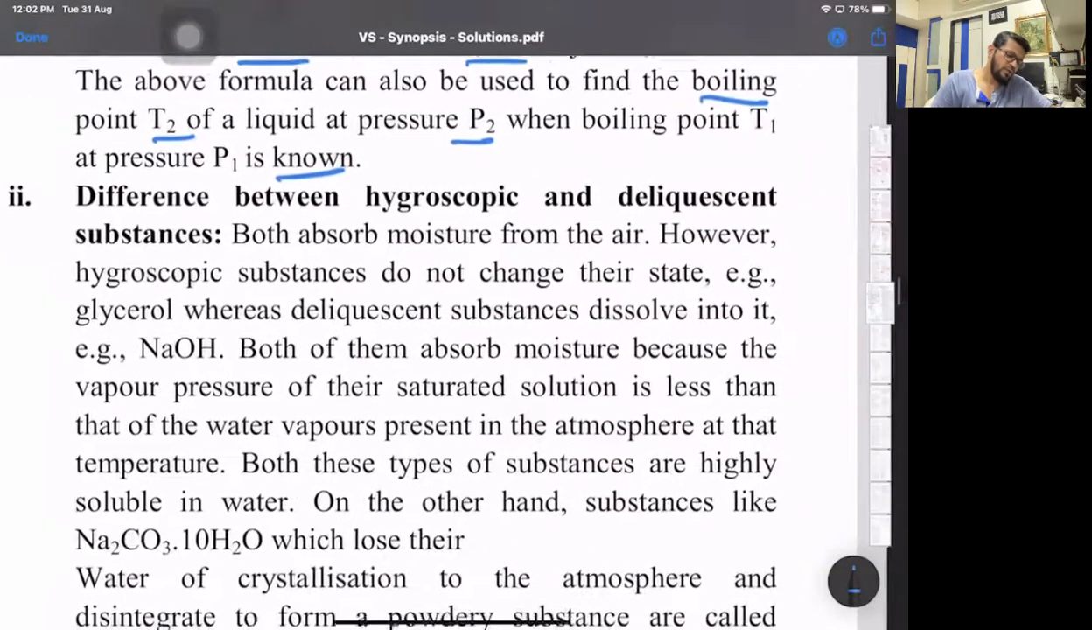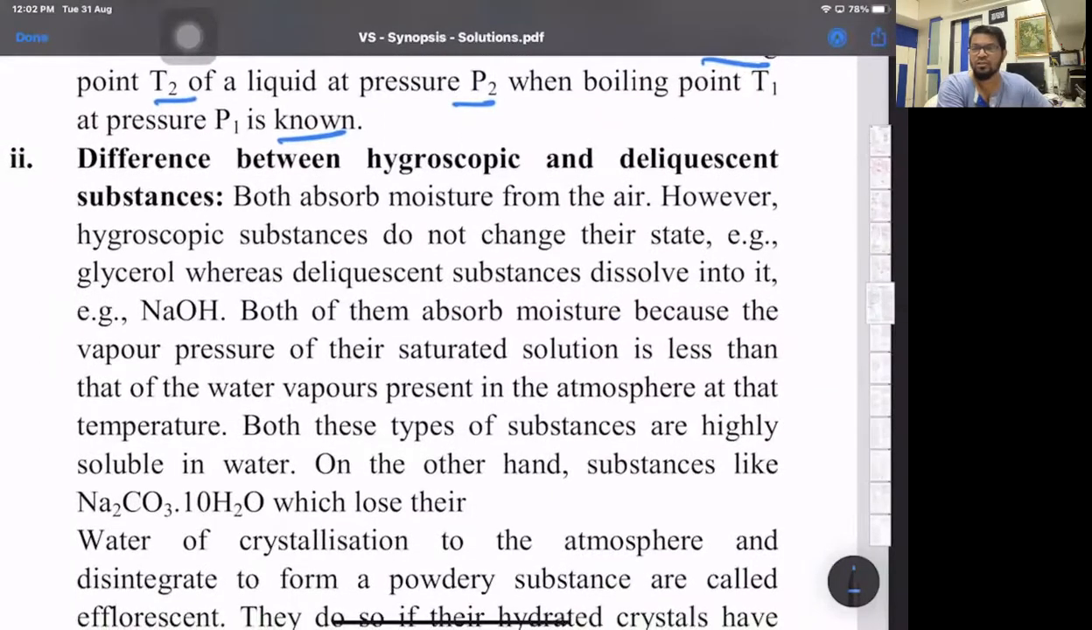Then the difference between hygroscopic and deliquescent substances. Both absorb moisture from air. However, hygroscopic substances do not change their state, like glycerol, whereas deliquescent substances dissolve into it, like NaOH. So hygroscopic will just absorb moisture, but there's no change of state. But deliquescent will absorb moisture and change their state. Both of them absorb moisture because the vapor pressure of their saturated solution is less than the water vapors present in the atmosphere. Both these are highly soluble.